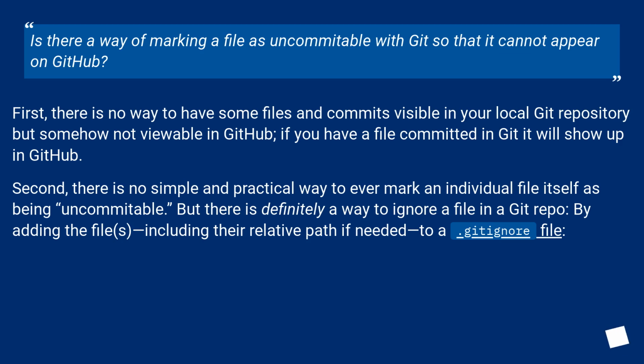First, there is no way to have some files and commits visible in your local Git repository but somehow not viewable in GitHub. If you have a file committed in Git, it will show up in GitHub. Second, there is no simple and practical way to ever mark an individual file itself as being uncommittable. But there is definitely a way to ignore a file in a Git repo, by adding the files, including their relative path if needed, to a .gitignore file.